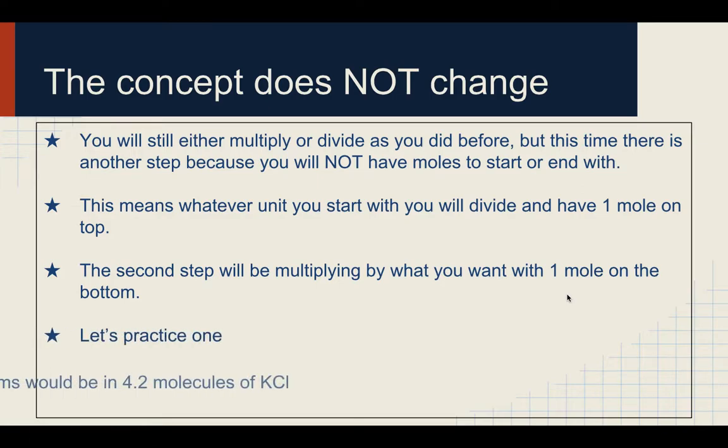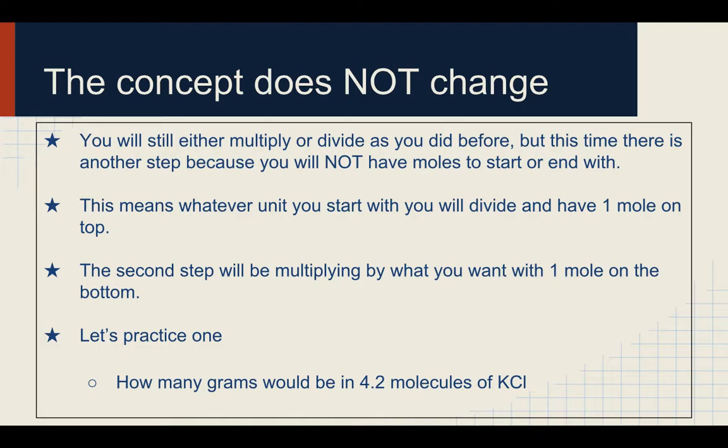So let's try one here. How many grams would be in 4.2 molecules of KCl? So think about that. I'm looking for what? Yep, you got it, grams. And what am I given? Right again, molecules. But the difference is there's no moles this time. So I'm going to have to first divide by what to cancel out my molecules? Man, you're on fire. That's right again. You're going to divide by the 6.02 times 10 to the 23rd. And if I want grams, what am I going to multiply? Yep, the molar mass.